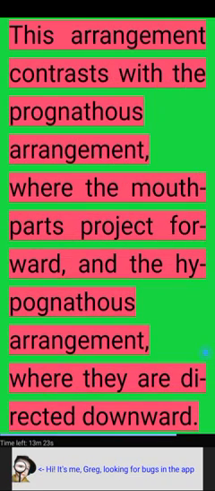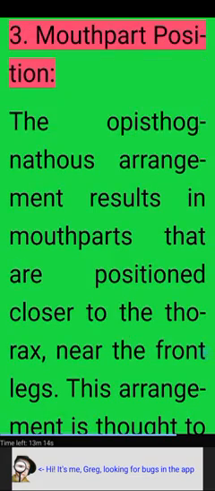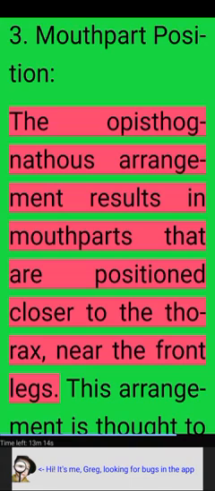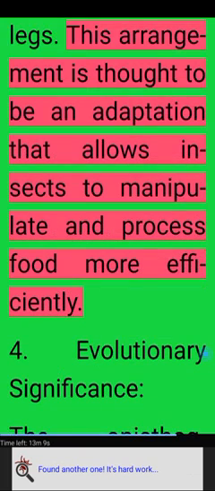This arrangement contrasts with the prognathous arrangement, where the mouthparts project forward, and the hypognathous arrangement, where they are directed downward. 3. Mouthpart position. The opisthognathous arrangement results in mouthparts that are positioned closer to the thorax, near the front legs. This arrangement is thought to be an adaptation that allows insects to manipulate and process food more efficiently.